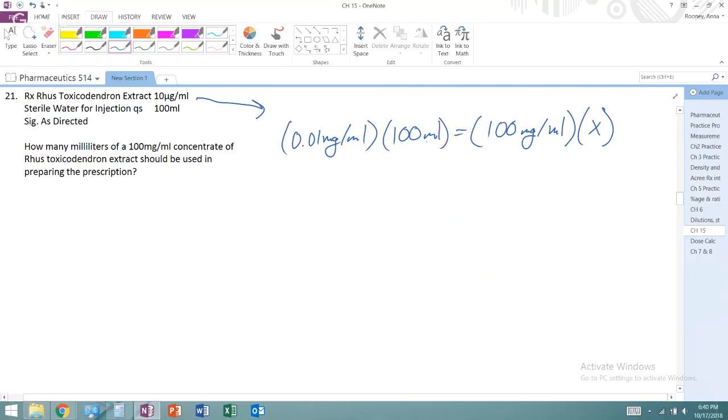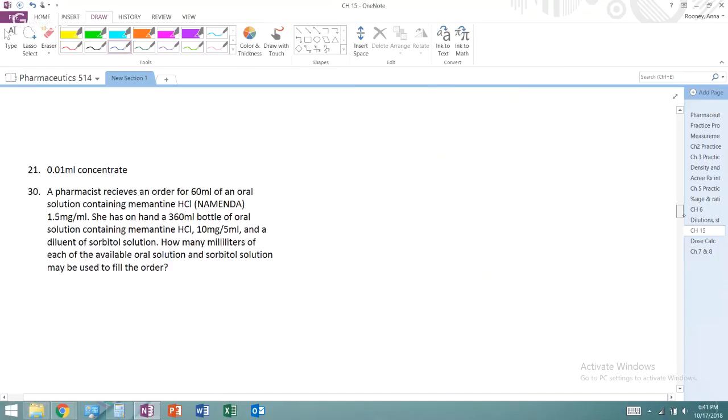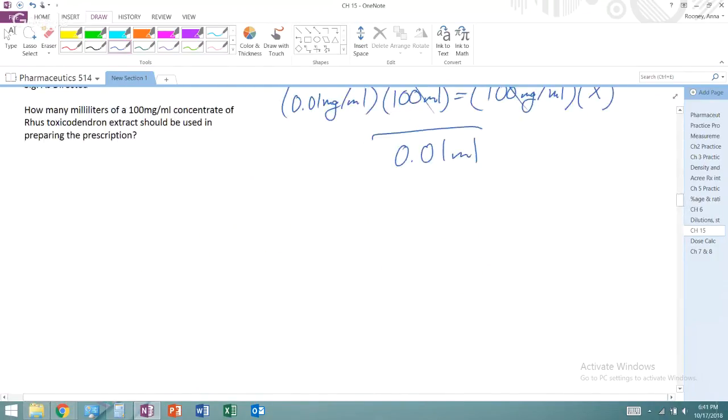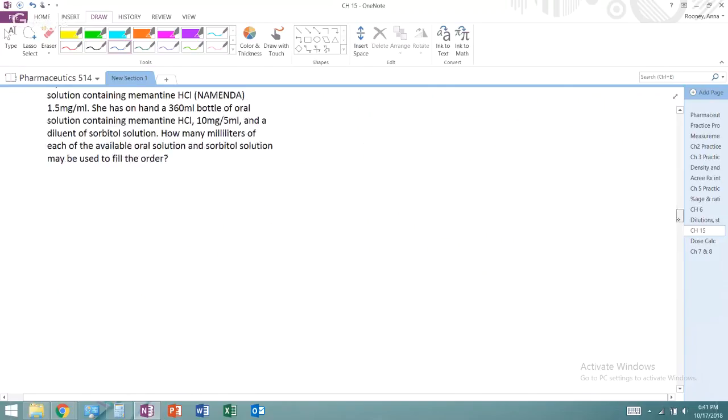So this times that divided by that will essentially eliminate these two off this side. So your answer becomes 0.1 milliliter that you add to 100 mLs of sterile water. Or, well, you add that and then the rest is like 99.99 milliliters of sterile water. Sorry, let me circle this so that I know it's right answer.